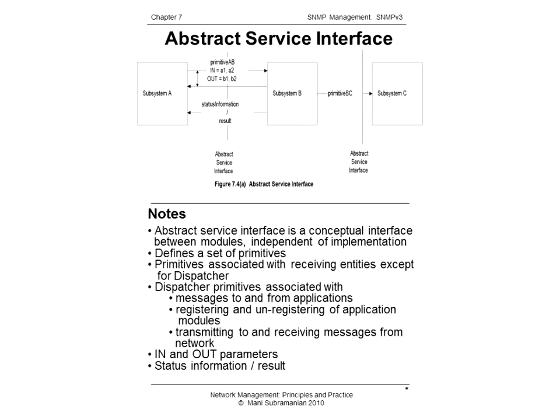Now we have the abstract service interface. The subsystems in an SNMP entity communicate with each other across an interface, with one subsystem providing a service and the other using the service. So we can define a service interface between the two. If the interface is defined such that it is generic and independent of specific implementations, it becomes a conceptual interface, and it is termed an abstract service interface.